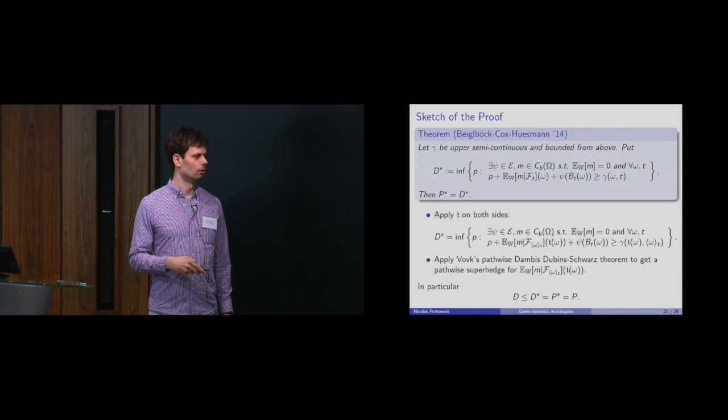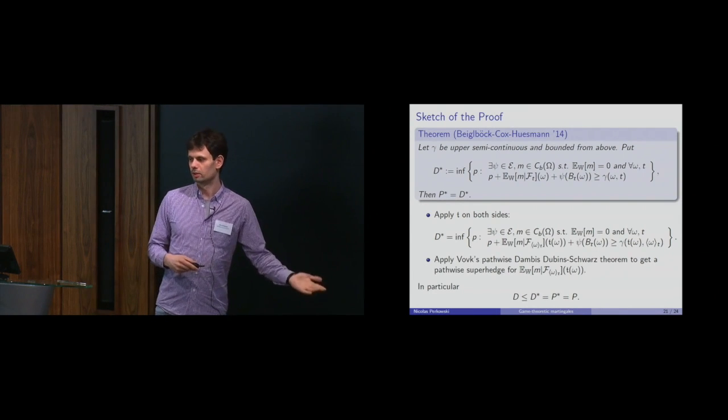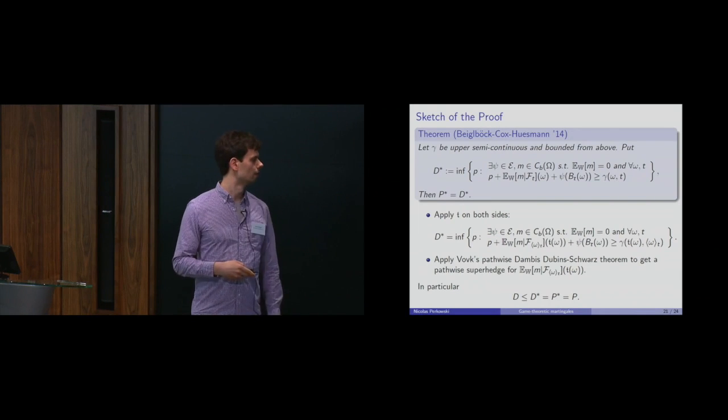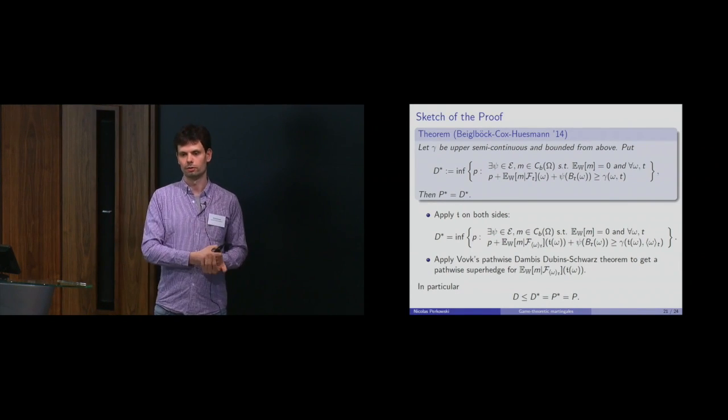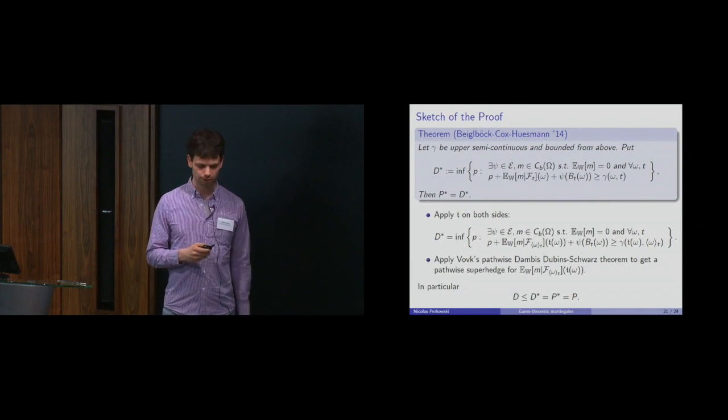And then we get that D is bounded from above by D star. And well, for this we know from this paper that it's equal to P star. And we just show that P star is equal to P, which is a simple result. So this gives us the inequality D is less than P, and P is less than D we already showed, so we proved equality.